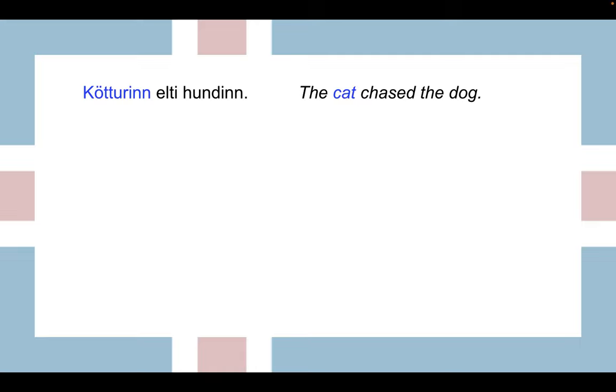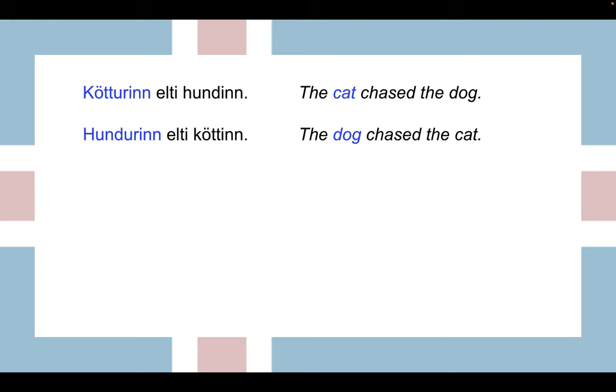Now, I want to look at some examples to kind of see how this works and why it's so important to understand this concept. So in this sentence, kötturinn elti hundinn, this means the cat chased the dog. And that's obviously different than saying hundurinn elti köttinn, the dog chased the cat. We can understand that the two English sentences have a different meaning, right? So in English, when we want to be specific about who does the action, it's important to put the words in the right order. If we put the cat first, cat chased the dog, that means something different than if we put dog first and say the dog chased the cat.